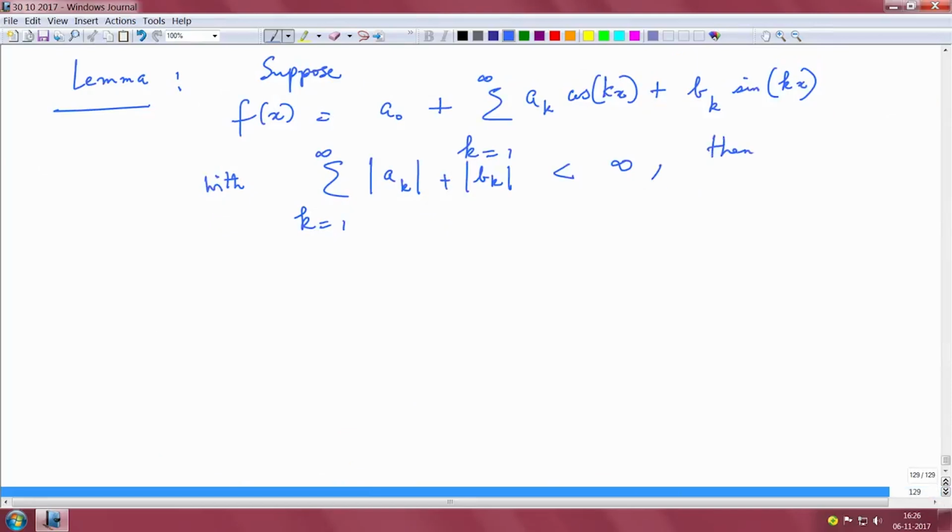then the Fourier series converges uniformly and absolutely to the function.